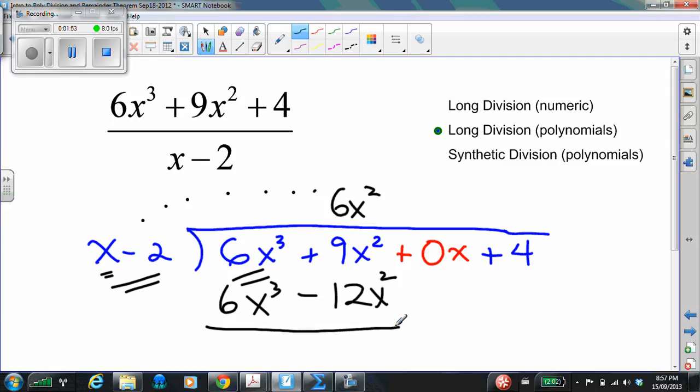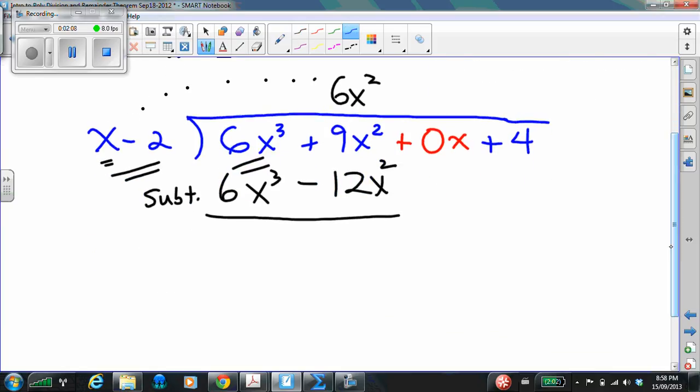And as with numeric long division, we always subtract. I'm going to write SUBT rather than just a subtract symbol. It sometimes confuses me. Well, here we go. Let's subtract. Bring this down. 6x cubed minus 6x cubed. Just as we hope, they eliminate.